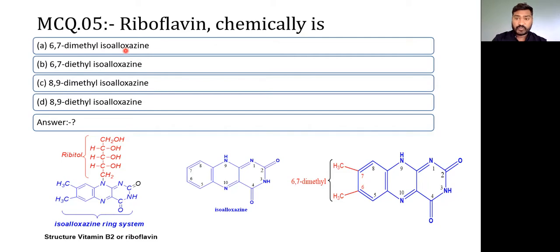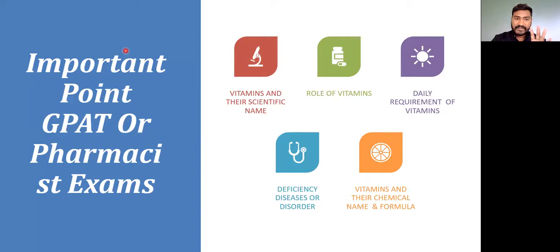And last, which is important, you have to prepare your notes. Also one more important thing, sometimes they may ask questions on the formulas of vitamins. So these are also important points that you have to prepare for exams. Important points for GPAT and pharmacist exams: vitamins and their scientific names you must remember. Then the role and functions of the vitamins, the daily requirement of vitamins, the deficiency diseases or disorders, and last, vitamins and their chemical names as well as their formulas. So you can prepare your own notes, and there might be one or two questions asked in your examination. In any pharma competitive exam there might be questions on this topic, so you have to prepare for it.